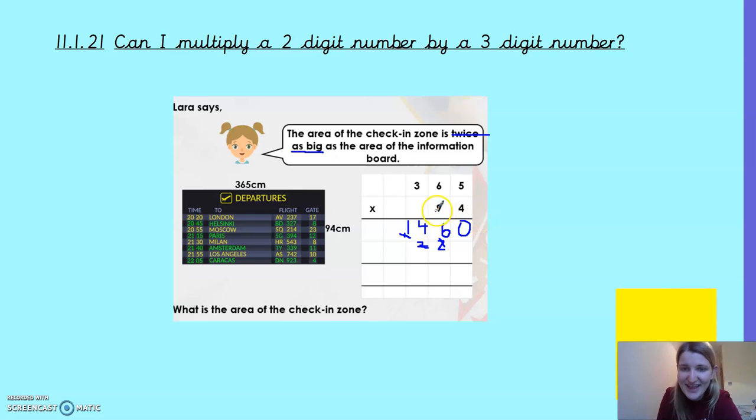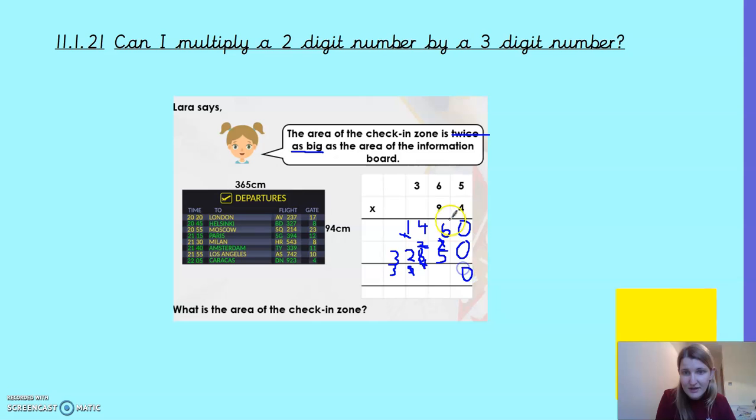Right. Next bit then, I need to do 90 times 365. Put my 0 to hold the place. 9 times 5 is 45. Carry the 4. Like I said, apologies, mine isn't particularly neat. 9 times 6 is 54, plus the 4 is 58. And then 9 times 3 is 27, plus the 5 is going to be 32. So we pass that over. Now we've got 32,850 there.